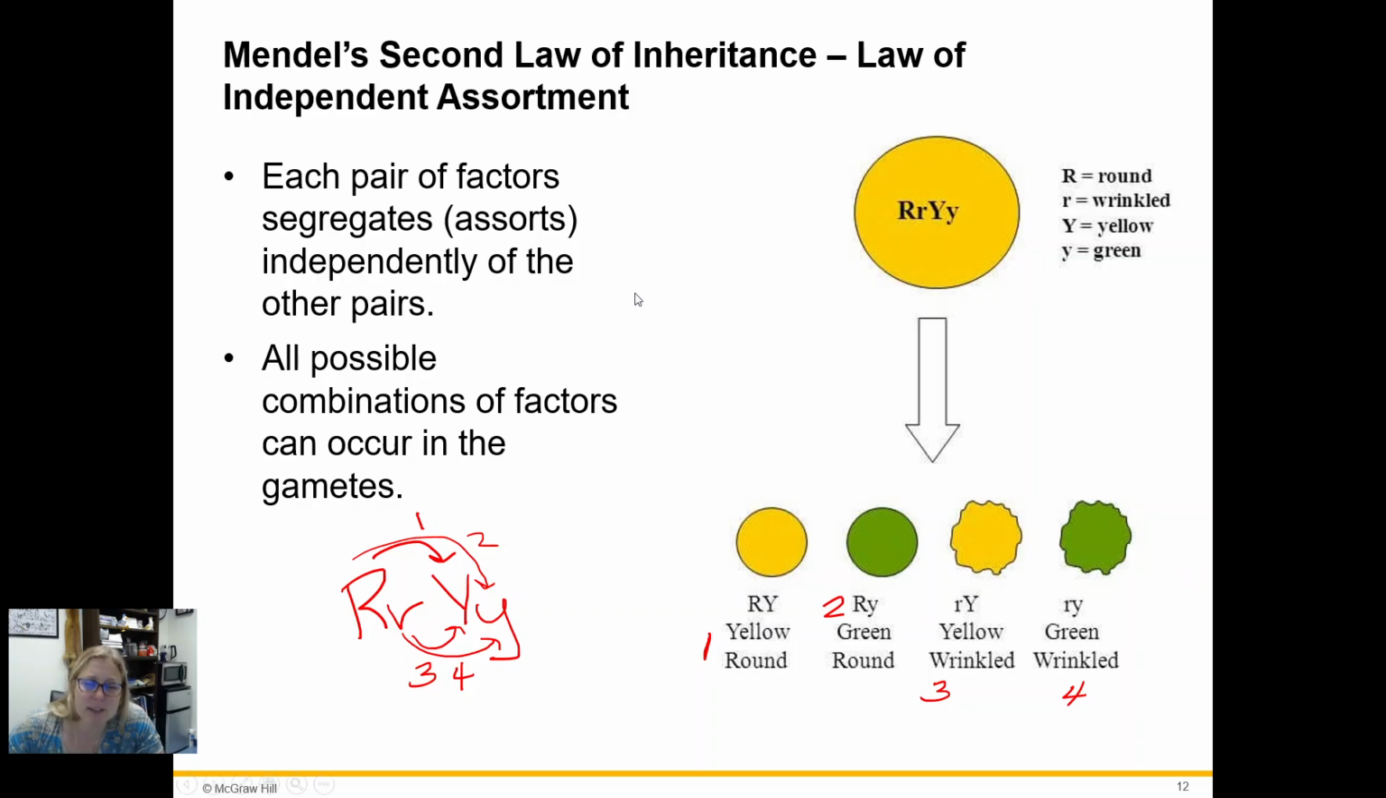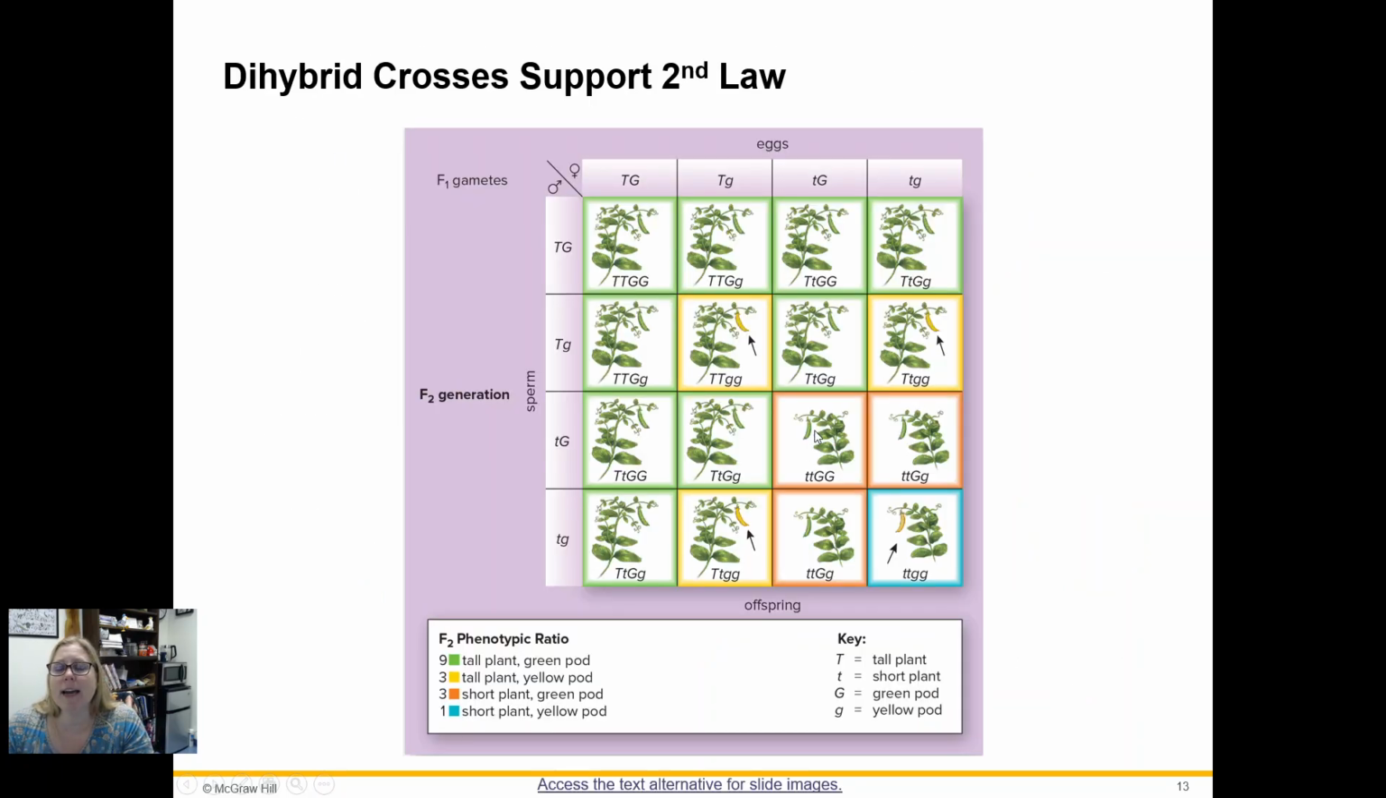And the reason that Mendel knew that this occurred and the reason that he came up with this law of independent assortment is because he saw these dihybrid crosses that support this second law, where he is going to see that of his potential offspring from his F1 crosses, if he did 1,000 plants, it's going to basically boil down into 9 individuals who are tall and green, meaning they inherit at least one dominant allele for both the tall and the green trait. 3 individuals who are tall with the yellow pea pods, so they inherit the dominant for tall and the 2 recessive, homozygous recessive for yellow.